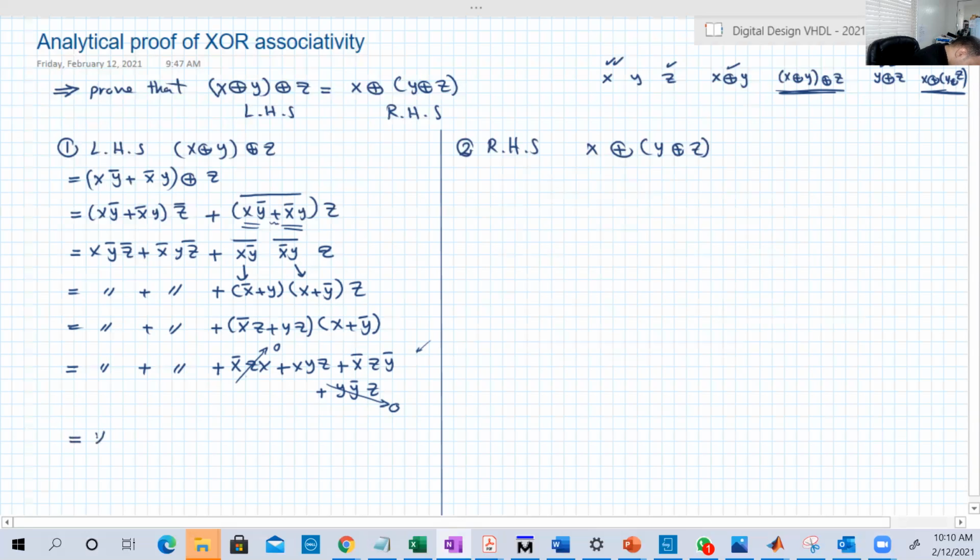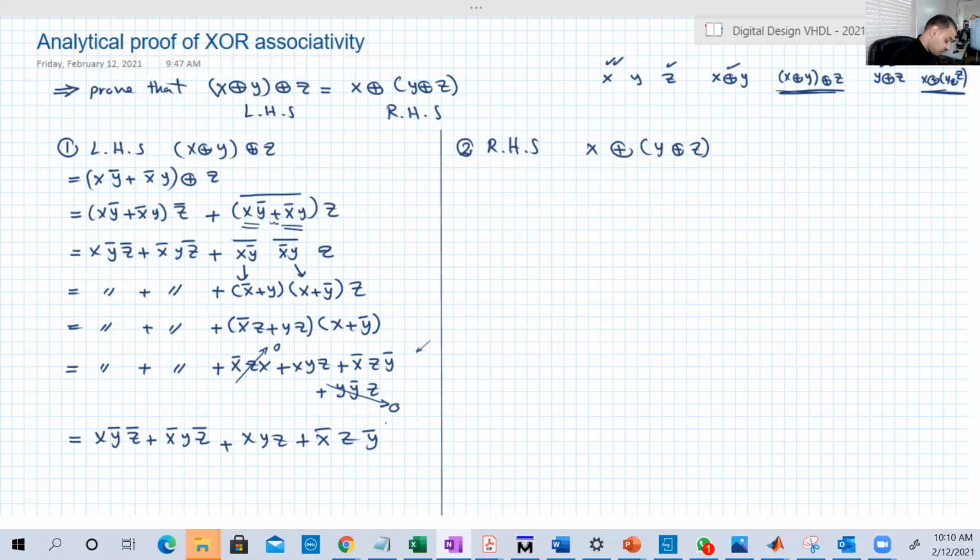Let's write them now. x, y bar, z bar, plus x bar, y, z bar, plus x, y, z, plus x bar, y bar, z. Let's check if we are right. I'm just checking according to my notes here. So this one is right, this one is right, right. Okay, we are good.